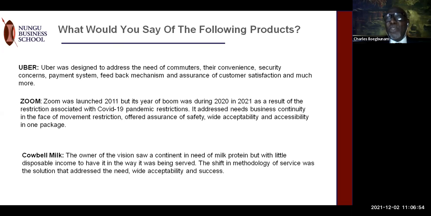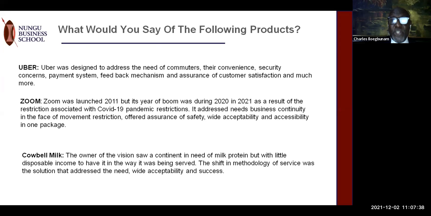Look at Cowbell. Let me take it home to Nigeria. Some of us who are on this platform today remember this product. The owner of that vision, Cowbell or Promasidor, told us that he saw a continent that required protein, but with little disposable income for the way that the product was being served. In those days, you see milk in tins, and they cannot afford it. So he thought, what do I need to do with this large population in Africa, starting with Nigeria? He said, let me serve them this protein in very small sizes, where they can pay a small amount of money so that everybody will be able to afford protein in milk form.